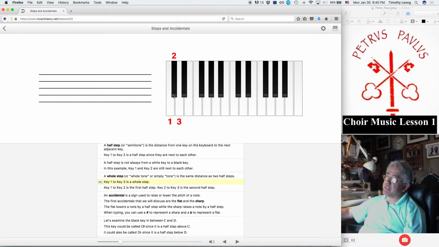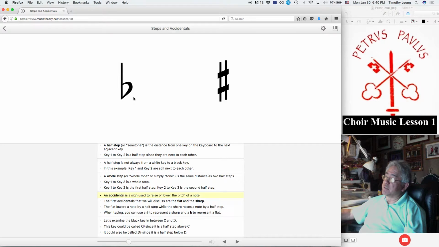So that would be a half step, 1 to 2. Also, 3 to 2 or 2 to 3 would be a half step. For you, it would be how you hear the note saying. This would be what they call a minor second, or this relationship would be minor second. That is a major second. That's a whole step, not a half step. Okay? So the accidental looks like this in music. You see that in front of your note, you know it's a flatted note. You see that in front of your note, you know it's a sharp note. Okay? It either raises or lowers the note by a half step.